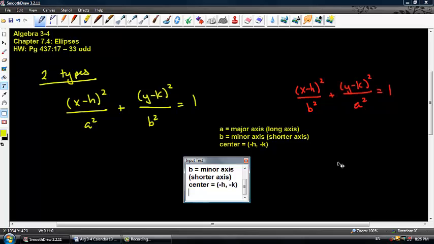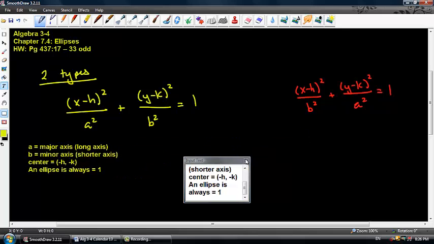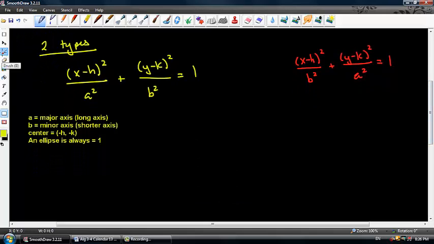And the last thing about the ellipse is that an ellipse is always equal to 1. Always equal to 1. So please make sure you copy this down. There are a lot of factoids about the ellipses that you're going to need to remember for this lesson. So let's go ahead and take a look at what these ellipses are going to look like.